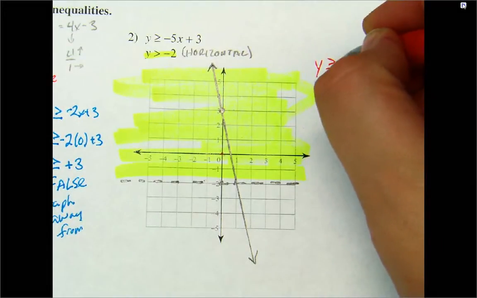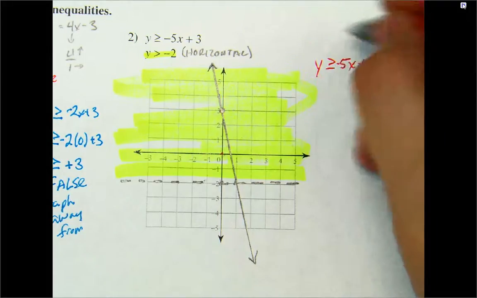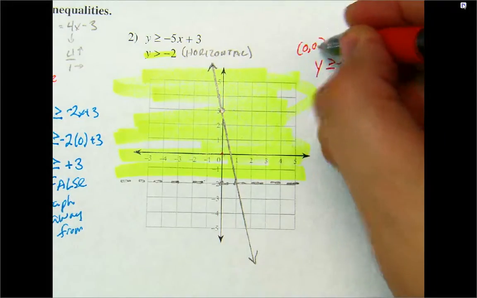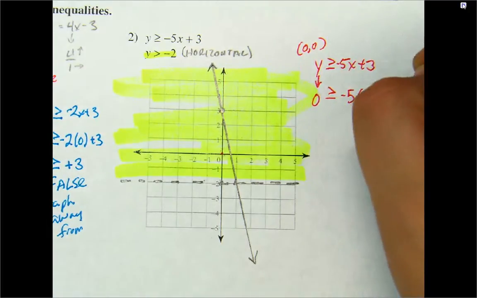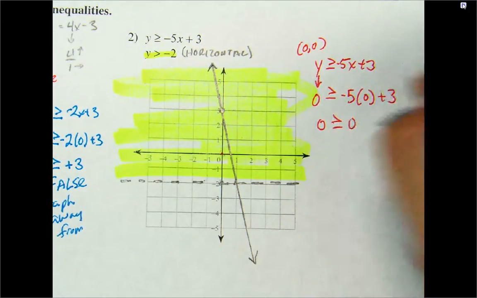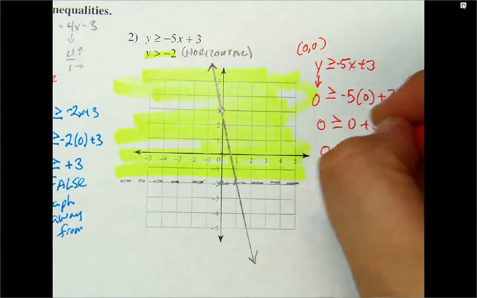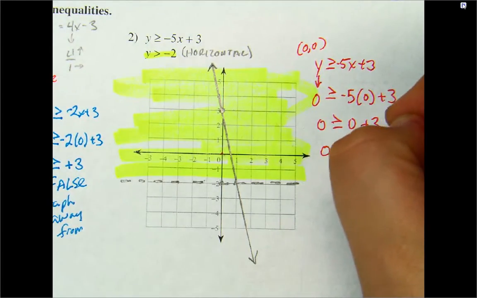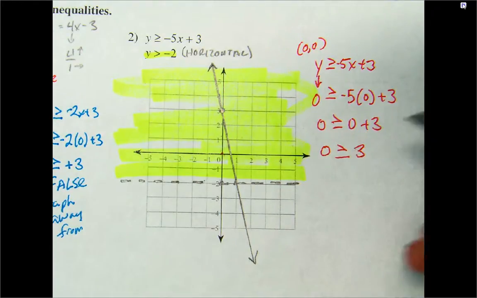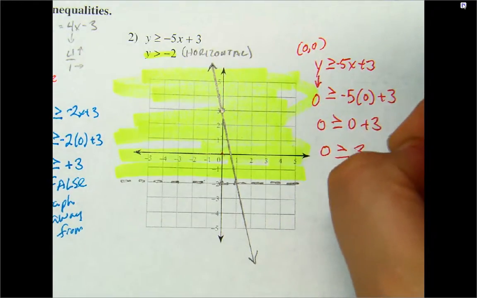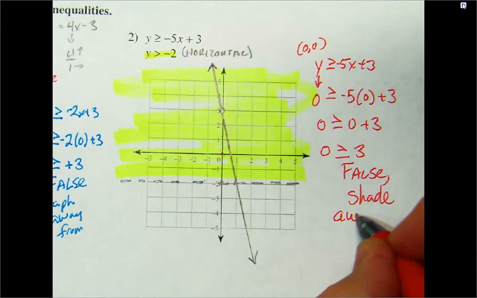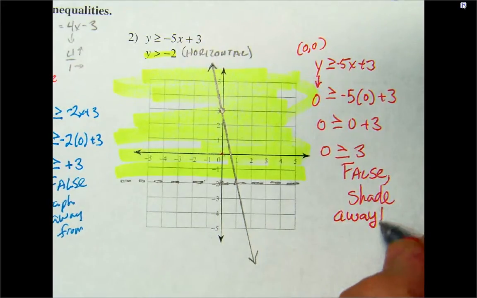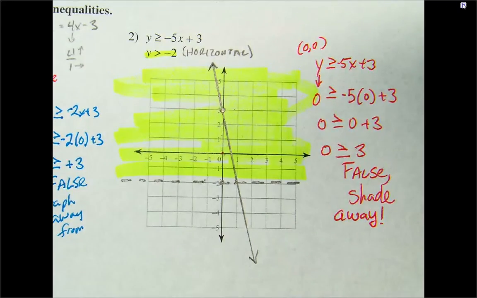Alright, so I can use 0, 0. So my y becomes 0. It's -5 times 0 plus 3. 0 is greater than or equal to 0 plus 3. So is 0 greater than or equal to 3? Yeah, this is false. So we're going to shade away from that. So there's the point, so I want to shade up this way.